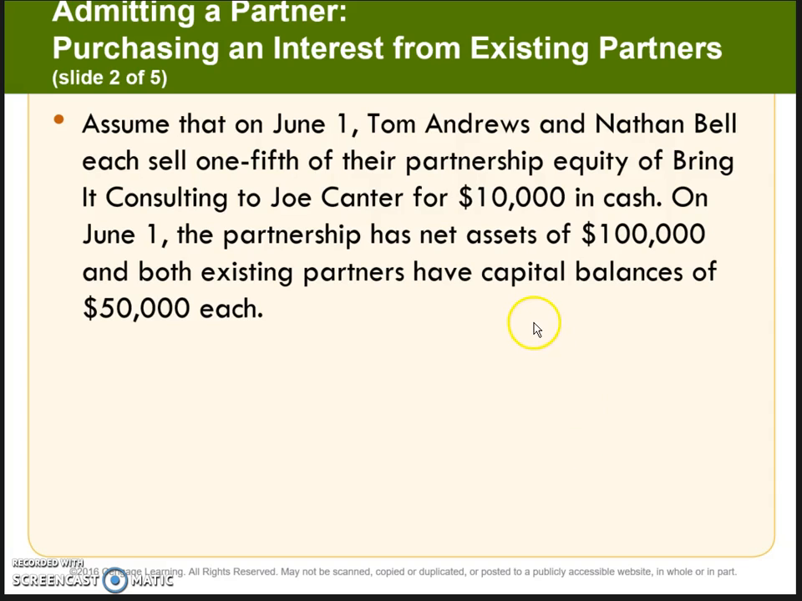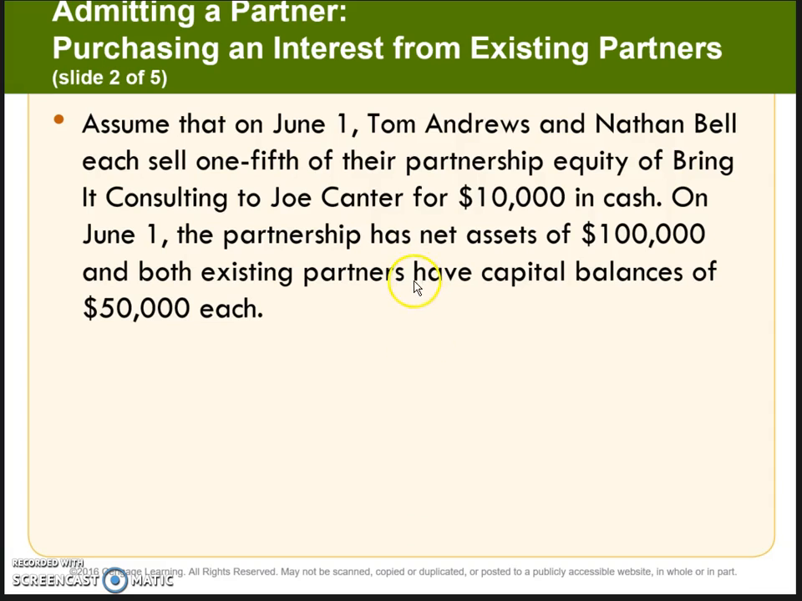Assume that on June 1, Tom Andrews and Nathan Bell sell 1/5 of their partnership equity of Bring It Consulting to Joe Cantor. So your existing partners are Andrews and Bell. The new partner is Joe Cantor. Joe Cantor is going to be purchasing these from these individuals, which means that this is happening outside the partnership and they are just making this transaction as individuals. So it says that they have capital balances of $50,000 each.